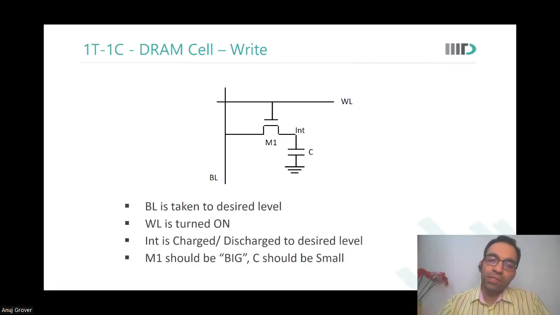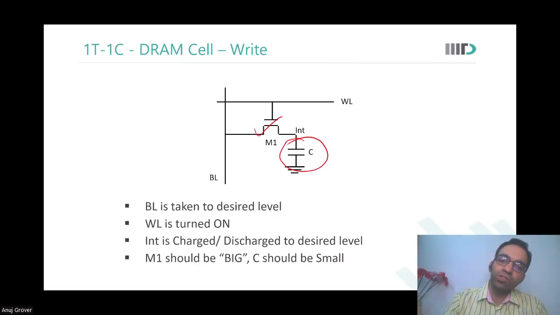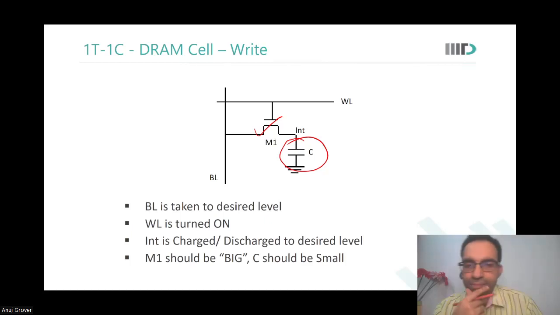If you want to write into the cell, what do you do? You take the bit line to the desired level, turn the word line on, and this node will get charged or discharged to the desired level. Now, this C should be small and this M1 should be big. Why? To charge faster, so that the internal node can get charged up very fast.